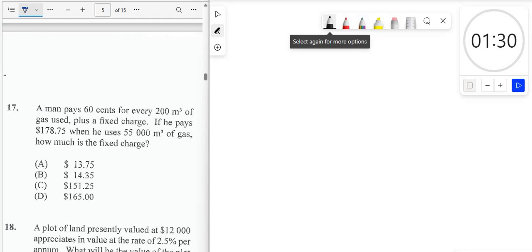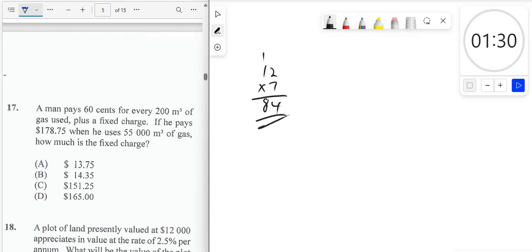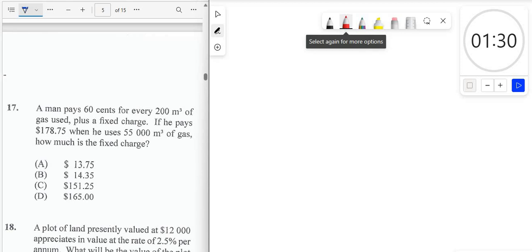Now, if you wanted to see how I got this 7 times 12, a person might wonder how I got 84. If you don't know your 12 times table or your 7 times table, you can say 7 times 2 is 14, 7 ones are 7, and 1 plus 7 is 8. It's 84. As easy as that. But let's get on with the actual question, which is question number 17.